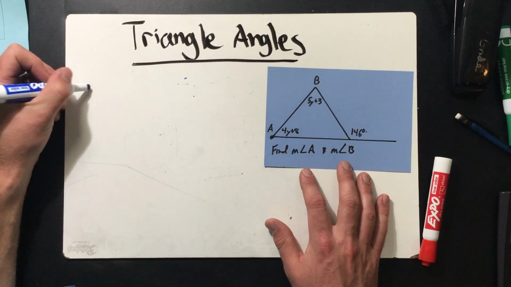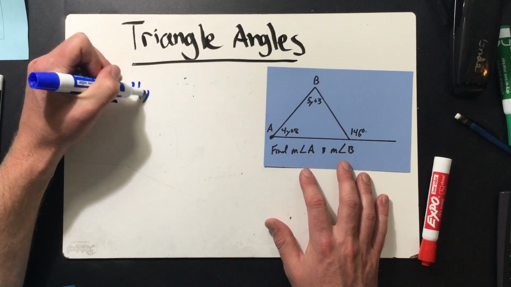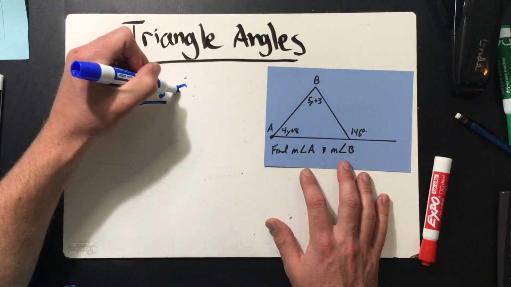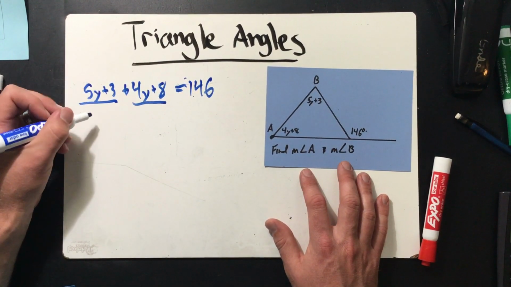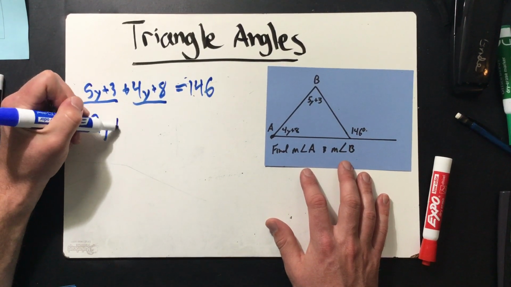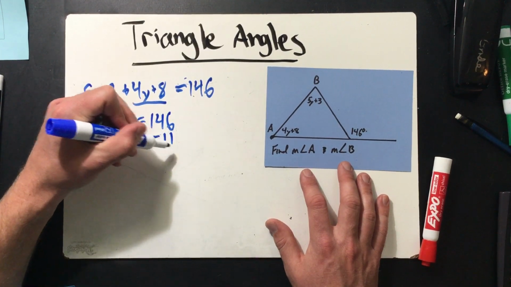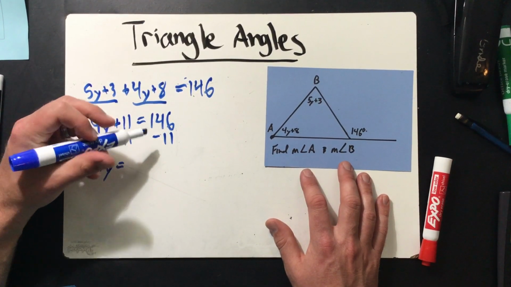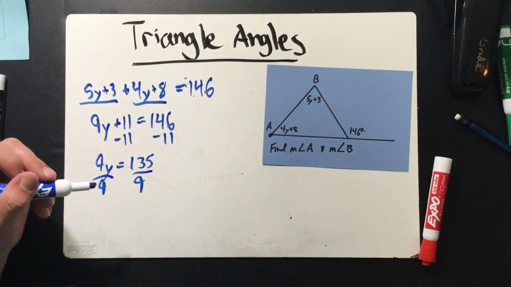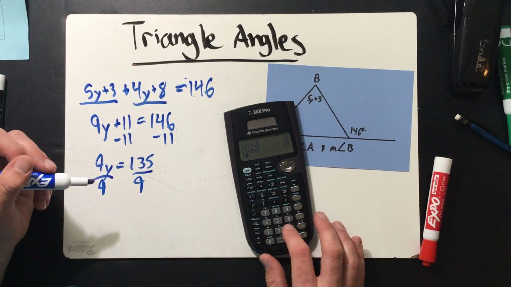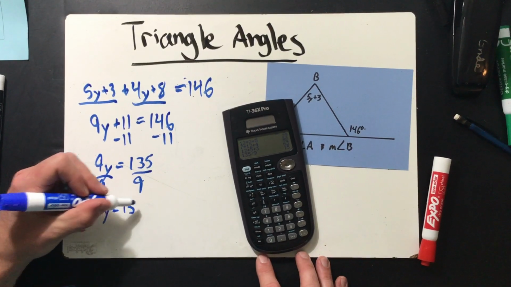So here, 5y plus 3 plus, and so that's one of them, 4y plus 8, the other one, has to equal 146. Crunch our numbers. 5 plus 4 is 9y, plus 11 is equal to 146. Subtract 11, 9y is equal to 135. Divide by 9. Never feel bad about using a calculator to make sure you don't make a mistake. y is equal to 15.